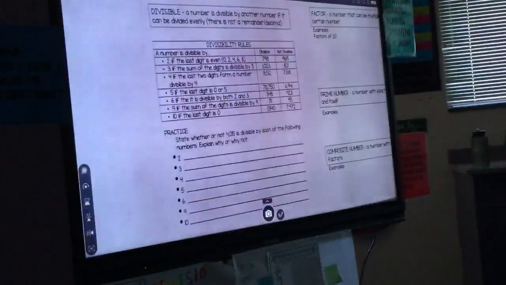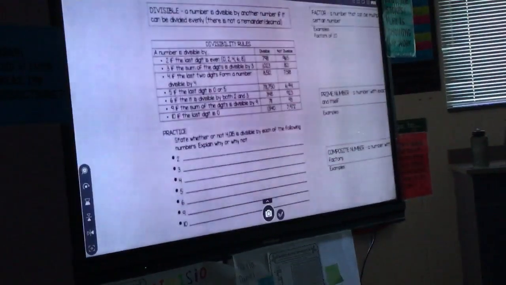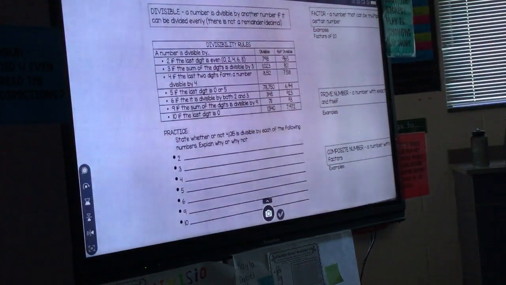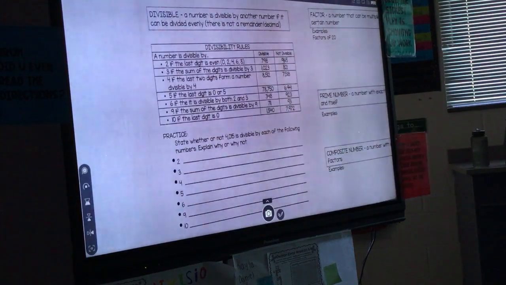Some of this stuff is a review of GCF and LCM. We have briefly talked about prime factorization, and you should have learned about divisibility in elementary school. So when I'm highlighting, you're highlighting. When I'm writing, you're writing.